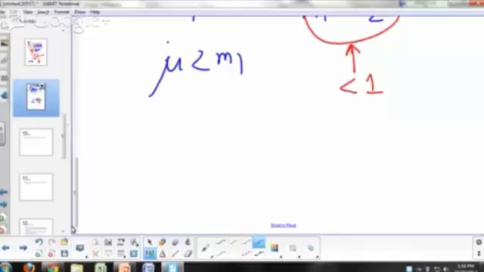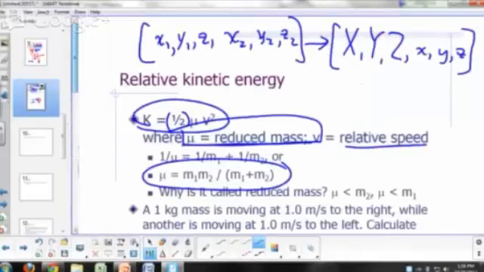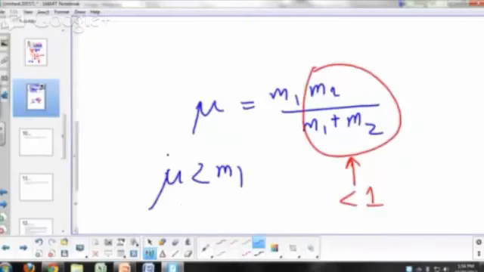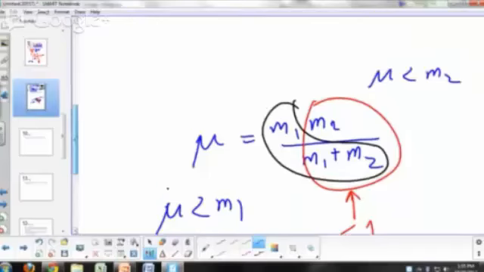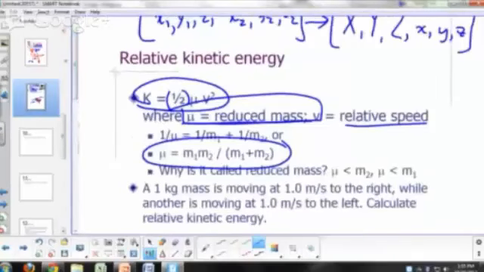Well, let's look at it from the perspective of particle number 2. Let's compare. What's m1 divided by m1 plus m2? Again, less than 1. So you can also say that mu is less than m2. That's why it's called a reduced mass. So one way to think about it is that basically it's an effective mass that you use to calculate the relative kinetic energy.